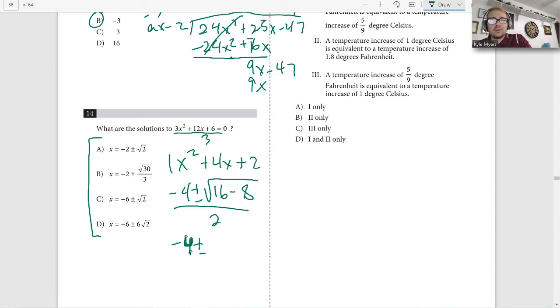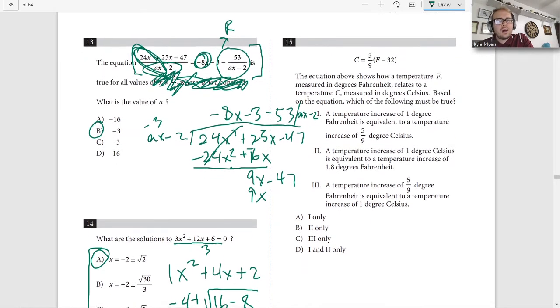If you do not, I would highly recommend looking up a worksheet on that. Type in something like simplifying radicals Kuta, K-U-T-A. And you can pull up a Kuta worksheet on it and get some practice with that. But anyways, there'd be 2 root 2 over 2. Everything divides by 2, so if I divide everything by 2, I would get -2 plus or minus the square root of 2, which is A.